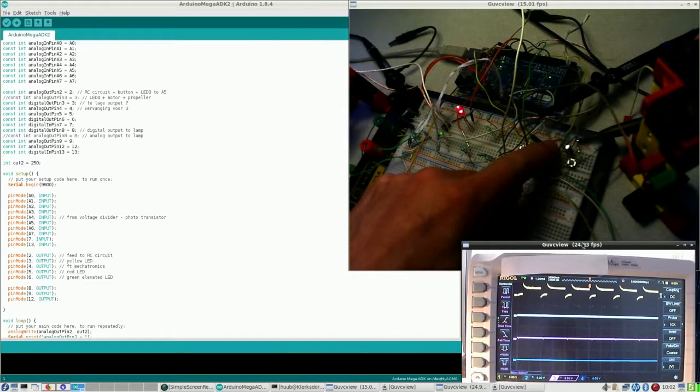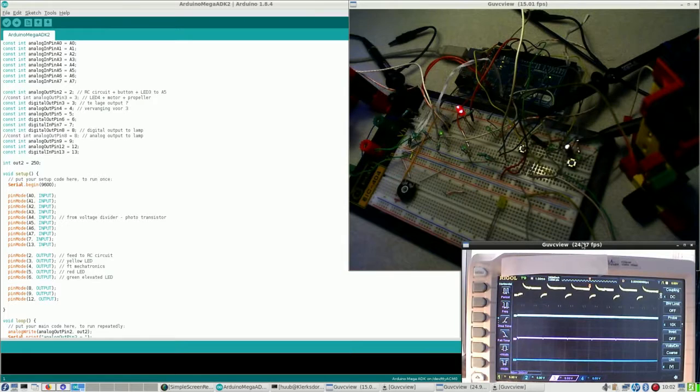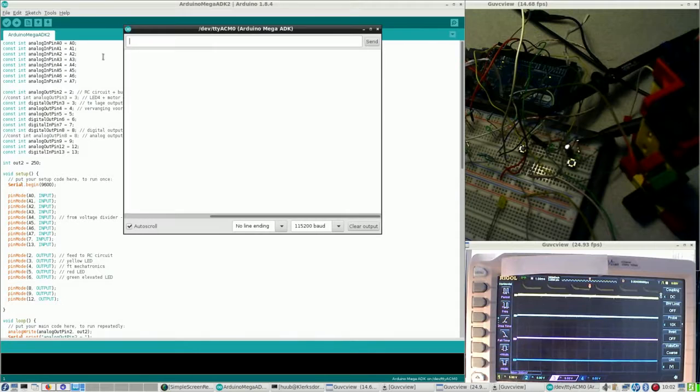But first, right, I can show of course the serial terminal, serial monitor. Oh, I have to change the baud rate here.